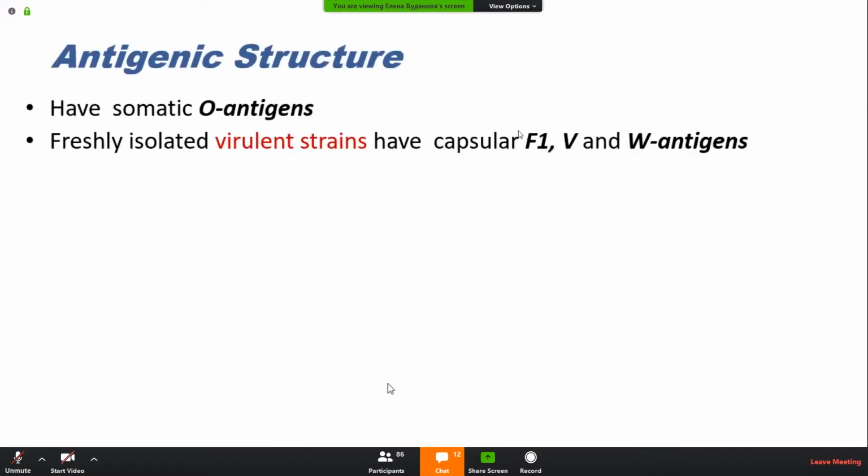Voges-Proskauer test is based on the detection of formation of acetylene reaction of Yersinia, typical to other Yersinia. Antigenic properties are due to O antigen in the cell wall, and they possess a whole range of capsule antigens, like F1, which is protective antigen, and antibodies to F1 antigen are diagnostically valuable for making serological diagnosis in convalescence. And VW antigens are also virulence factors of these bacteria, and they're capsule antigens of these bacteria.